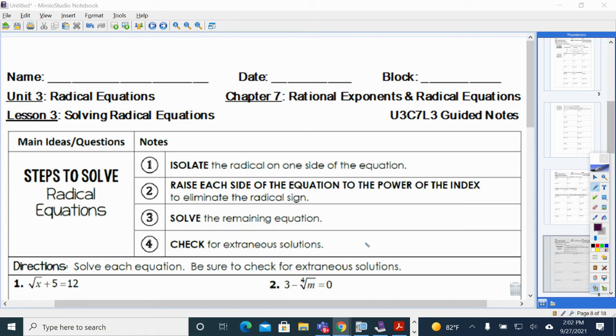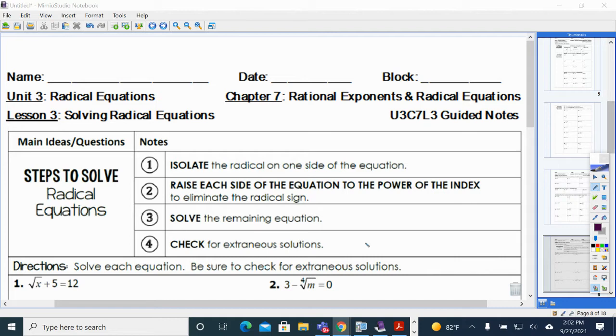This video is on Unit 3, Chapter 7, Rational Exponents and Radical Equations, Lesson number 3 on solving radical equations. So the steps are here for solving radical equations. Number 1 says to isolate the radical on one side of the equation. Secondly, raise each side of the equation to the power of the index to eliminate the radical sign. Thirdly, solve the remaining equation. And then fourth, check for extraneous solutions.